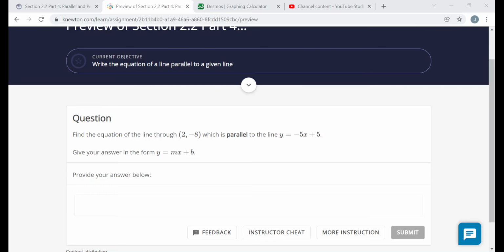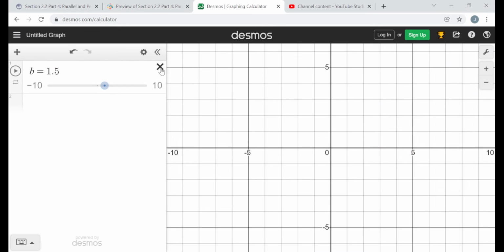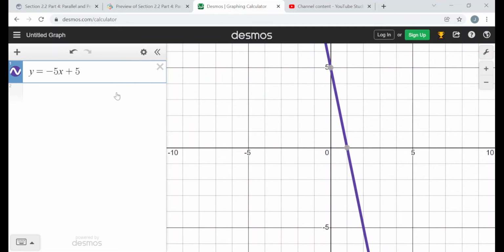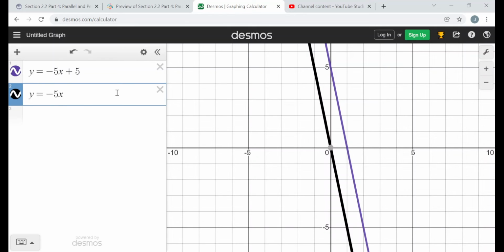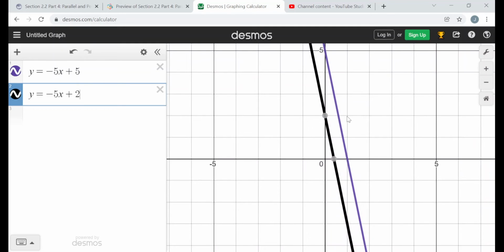Again, I'll go to that Desmos website. Let's clear this stuff out. So the equation they gave us was this one, y equals negative 5x plus 5. And the equation I ended up writing, the one that passes through the point 2, negative 8 and is parallel to this, would be negative 5x plus 2. So you see they're parallel. I'm hoping you see that they're parallel, clearly.